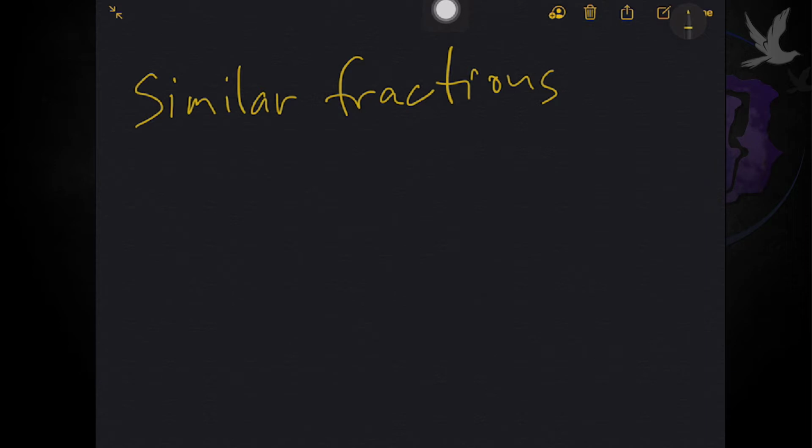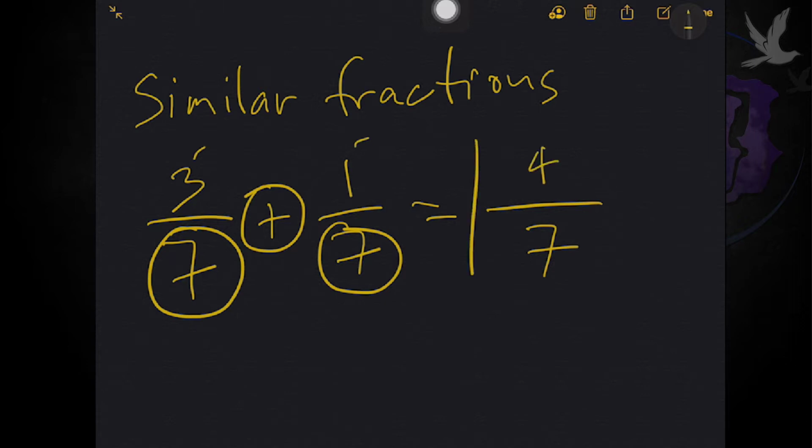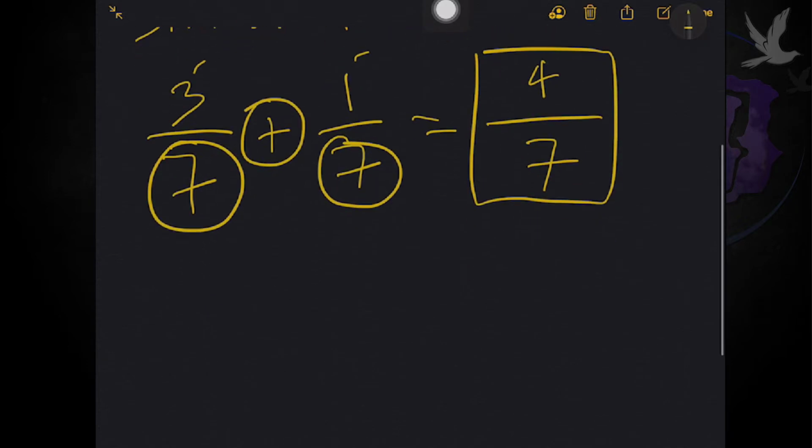So let's say 3 over 7 plus 1 over 7. Once their denominators are the same, all you have to do is just to copy the denominator. And what do you do? Depends on the given operation. All you have to do here is just to add our numerators, which is 3 and 1, which will give you 4. Okay, another example.